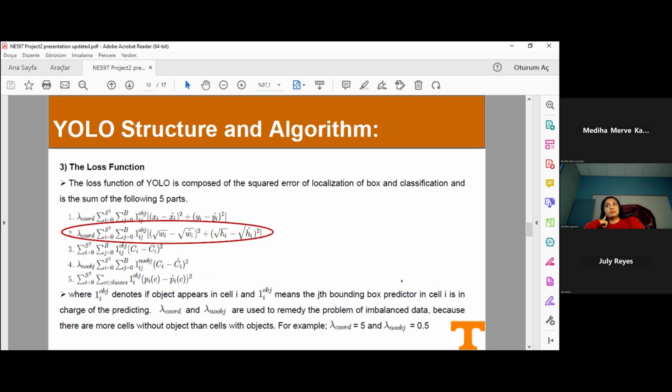The loss function of YOLO is the sum of the following 5 parts, as you can see from here. This means that the jth bounding box predictor in cell i. Lambdas are used to remedy the problem of imbalanced data. In part 2, you can see the square root of the width and height is used. Since the same prediction error of width and height has different influence for a small box or a large box, the square root can amplify the influence when the box is smaller relative to a large box.